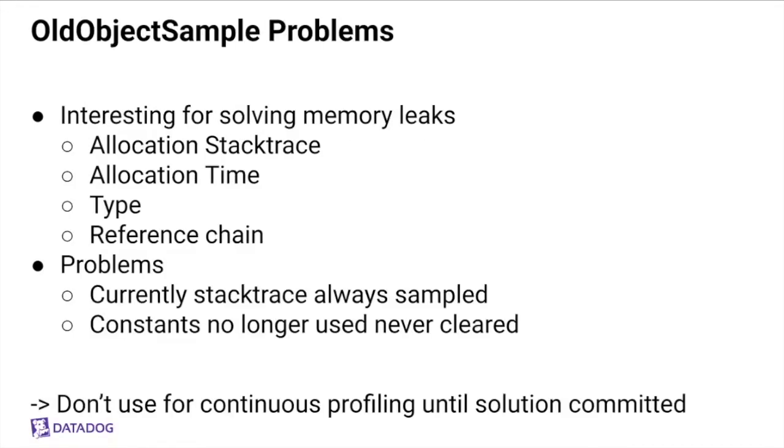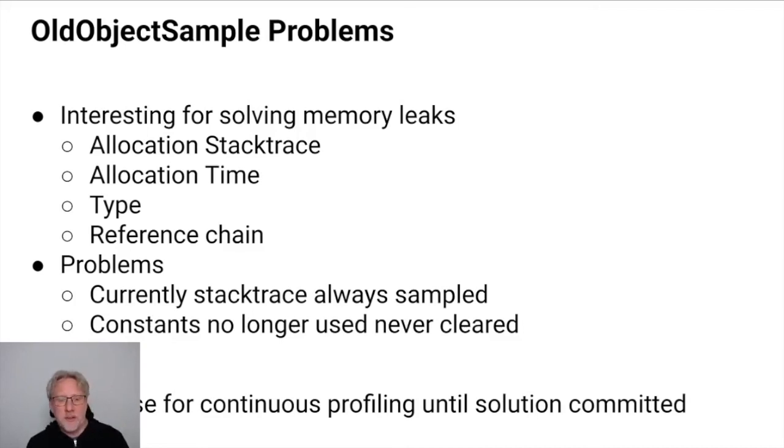Okay, so the last thing I thought I'd bring up is the old object sample event. For those of you who don't know, the old object sample event is a very interesting event for solving memory leaks without having to do full heap dumps. It's sampling instance allocations. You get the allocation stack trace, the allocation type and time, and when you dump the events, you can also calculate the reference chains back to the objects. So you pretty much get everything on a silver platter that you might need for solving a memory leak.